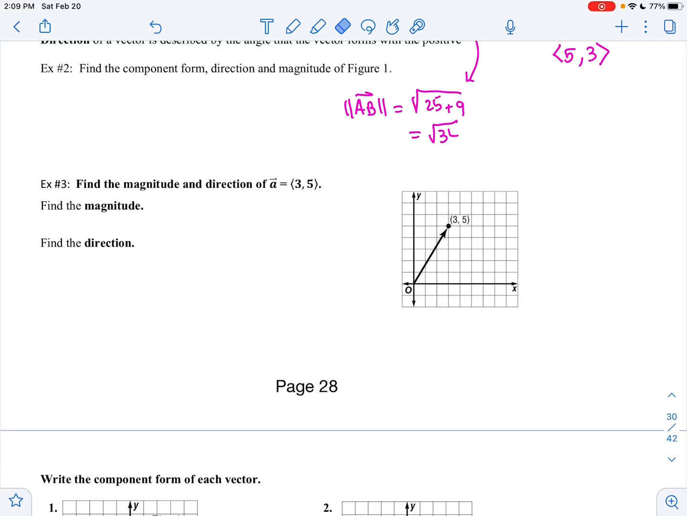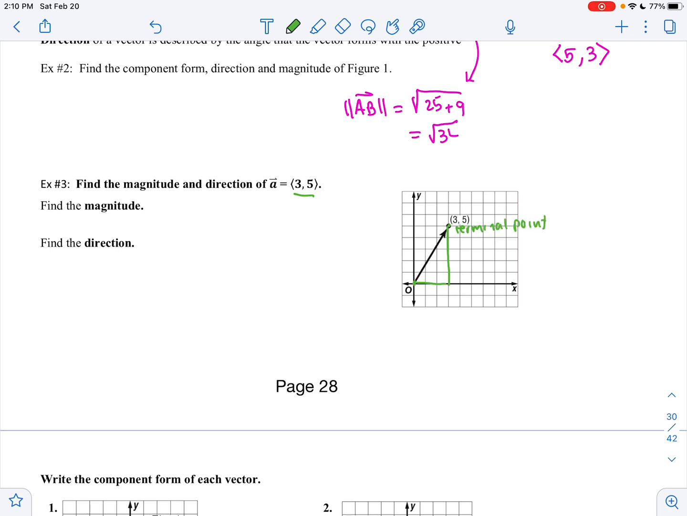Example number 3, we are given a vector in component form called vector A, and the value that they give us for vector A, 3, 5, represents the terminal point of our vector. So if we were to go to the origin of our xy coordinate plane and go right 3 and then up 5, the 3, 5 point is our terminal point.